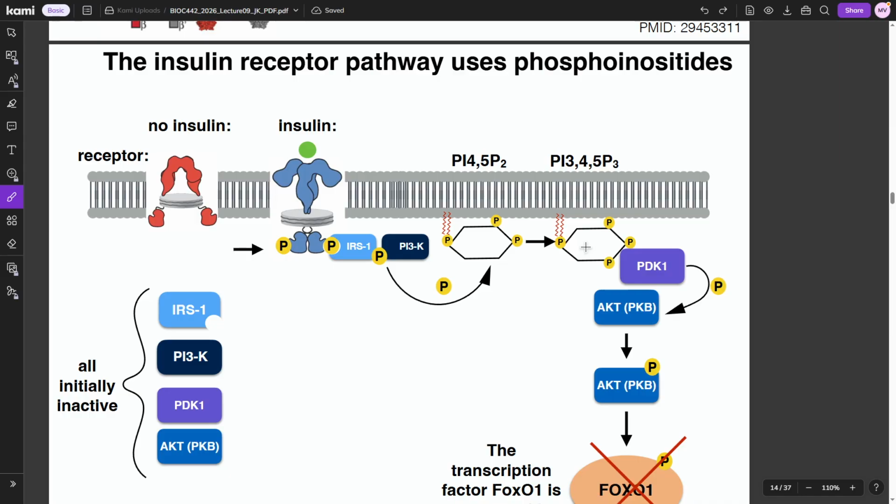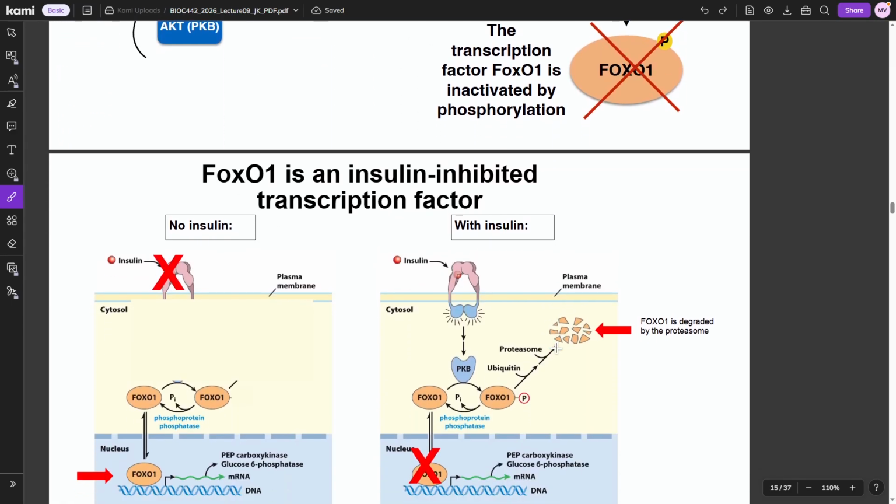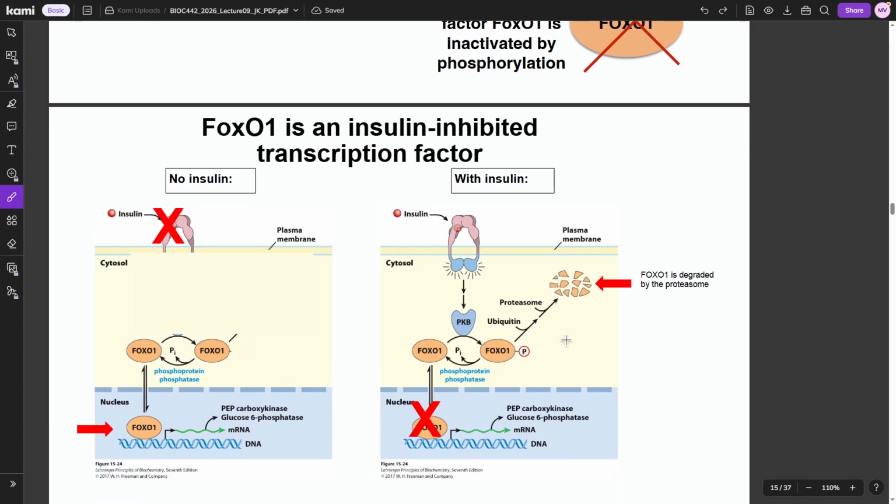And then after being turned into PIP3, this thing is now a signaling molecule for PDK1, which is another kinase. And this kinase activates AKT, which is protein kinase B. And so active protein kinase B actually phosphorylates FOXO1, which is a transcription factor. And it actually inactivates it by phosphorylating it and degrades it. So here is the actual kind of showcase of what's happening here.